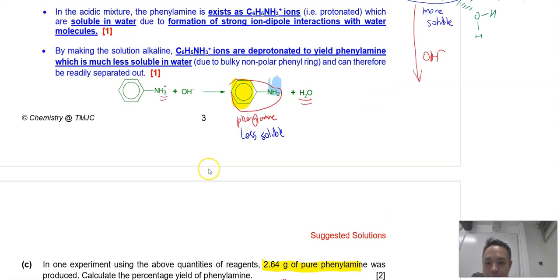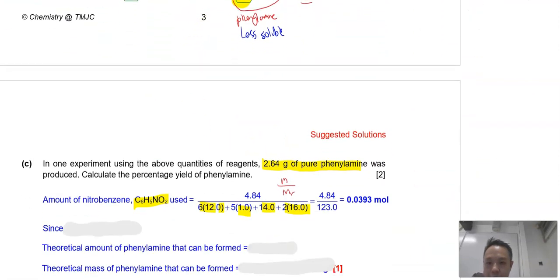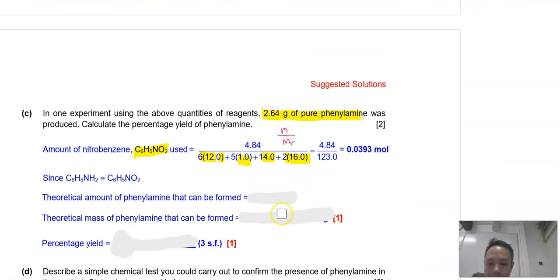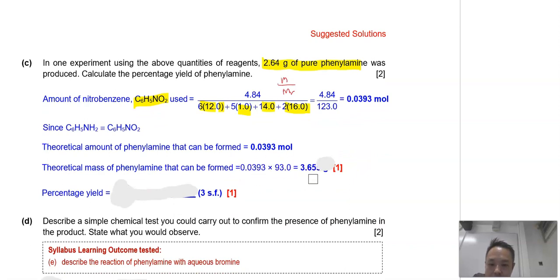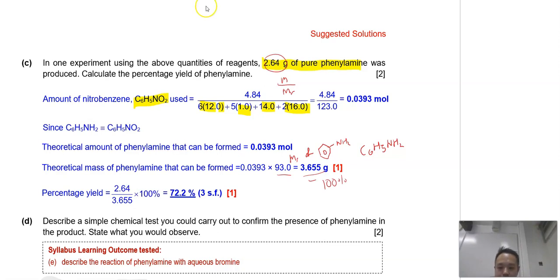We know from the equation that 1 mole of nitrobenzene will give you 1 mole of phenylamine. So it's a 1:1 mole ratio. The theoretical amount of phenylamine that can be formed will be the same, 0.0393 moles. The mass can be easily calculated by multiplying by the Mr of phenylamine, which is C6H5NH2. So this is the theoretical mass, which is the 100%. And what's the mass that we got? Only 2.64 grams. So 2.64 expressed as a percentage of 3.655, you convert to 100%, you get 72.2%.